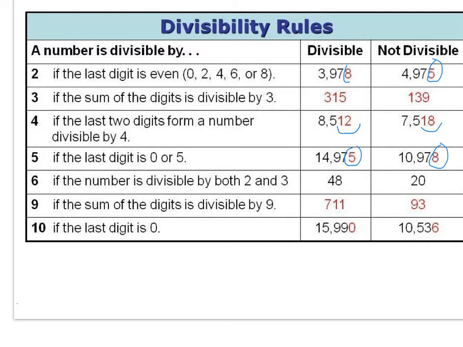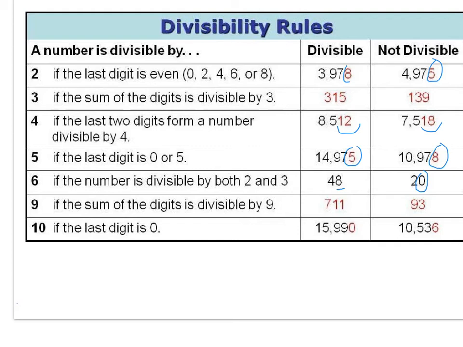If a number is divisible by both 2 and 3, then it is divisible by 6. 48 is divisible by 2 because its last digit is an even number. It is divisible by 3 because the sum of those two digits is 12, which is also divisible by 3. That means it is divisible by 6. In contrast, 20 is divisible by 2 because it ends with 0, which is an even number. However, it is not divisible by 3 because 2 plus 0 is 2, and 2 is not divisible by 3.